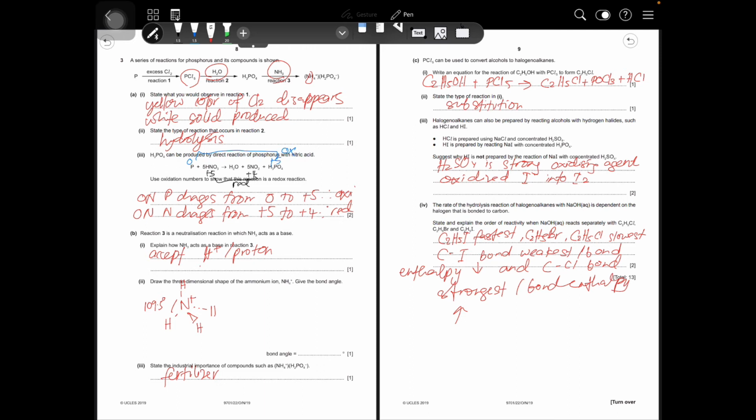When you have a bond that is hard to break, the reaction will be a bit slower, compared to when the bond enthalpy is lower, so it is easier to break, and the rate of reaction will become faster.